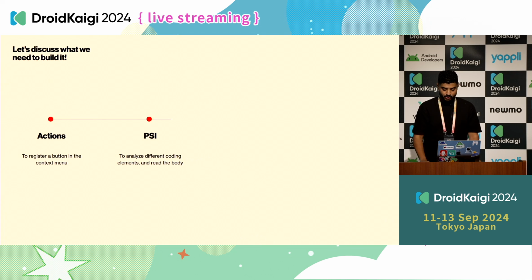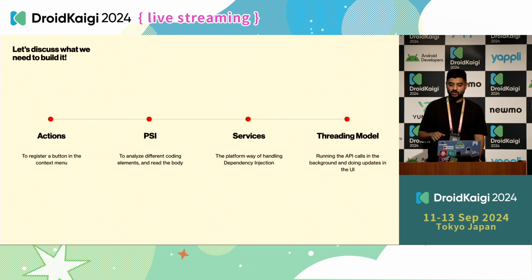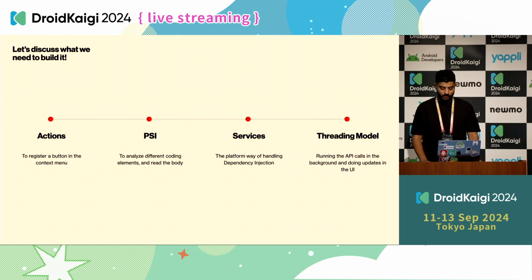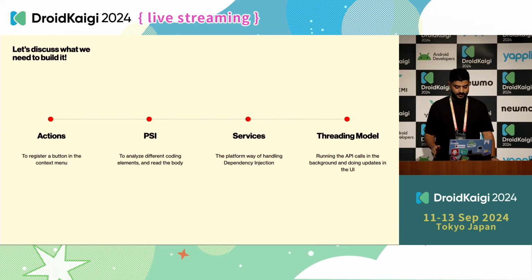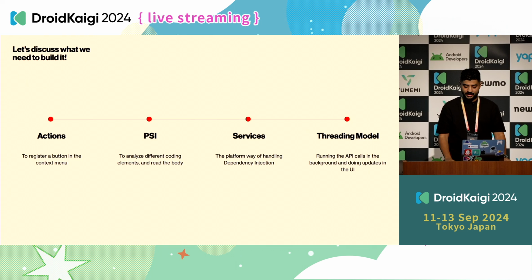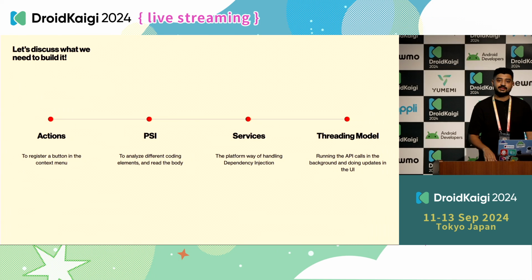And then, we need a way to manage dependency injection and load classes only when needed. This is where services come into play. The last thing, since our plugin will mostly be communicating with an API, we are dealing with long-running operations. We need to handle these in the background and then switch back to the UI to display the results. This is why we need to understand how the threading model works in the IntelliJ platform.